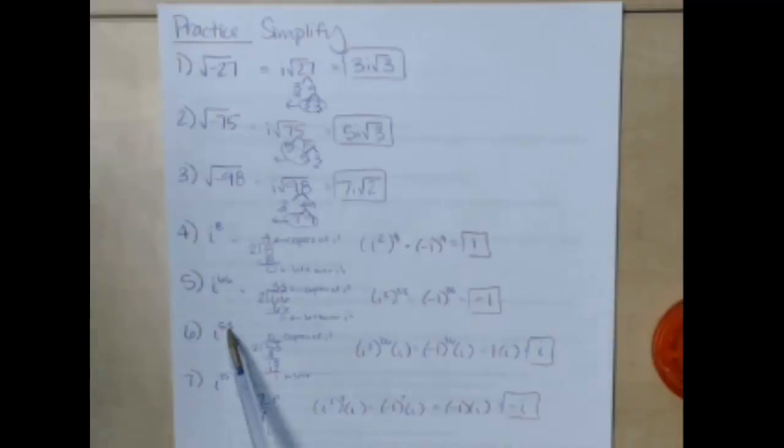Number 6, I have i to the 53rd power. Again, I want to break it up into i squared, so I divide 53 by 2. 2 goes into 53 26 times with 1 left over. So that means i squared is going to be raised to the 26th power, because I have 26 copies of i squared, times that leftover i. Okay, i squared is -1. -1 to the 26th power, that's an even number. So if I have an even number of negatives, it makes it positive, times the i I have left over, leaves me with just i.